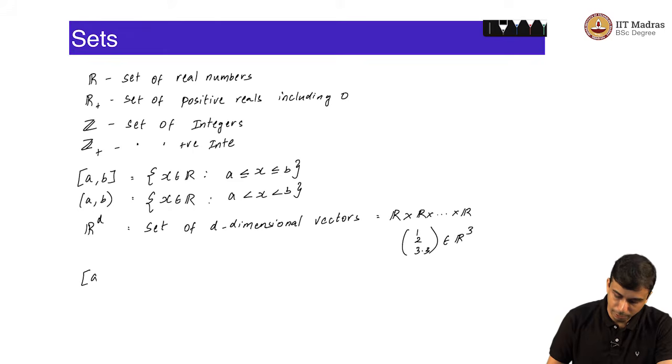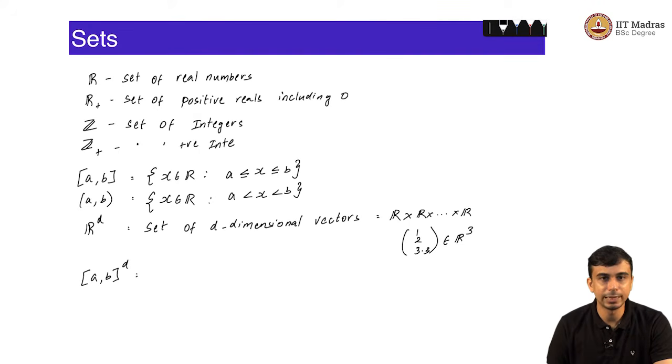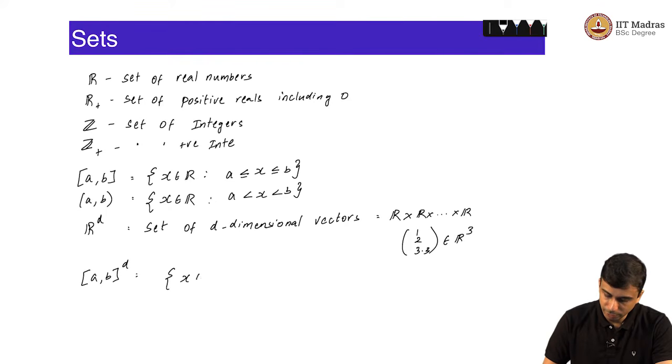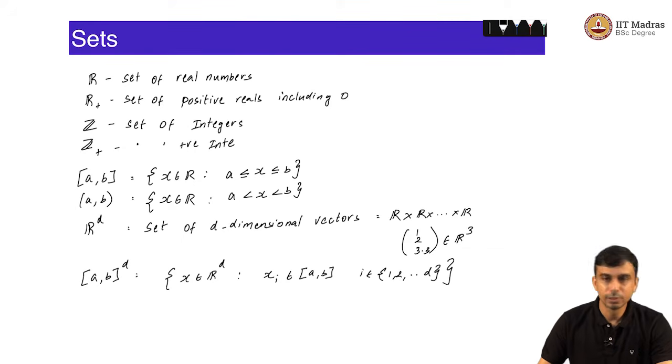You can have this Cartesian product power to pretty much any set that you can think of. For example, you can have [a, b]^d, which is simply the set of d-dimensional vectors, but each element in the d-dimensional vector is going to be between a and b. So you can write this compactly as the set of d-dimensional vectors x in R^d such that x_i belongs to the closed interval [a, b] for all i belongs to 1, 2, ..., d. So these are some of the basic sets that we will notate throughout the course.